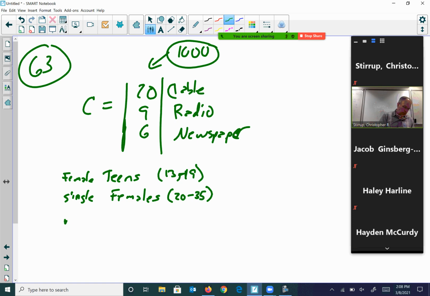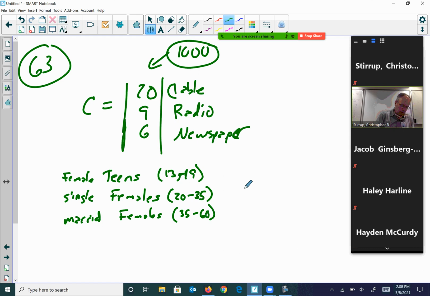And married females. And they're just targeting females. I mean, you know that we're gonna advertise to everybody. So this is 35 to 60. I guess you can't be married after 60. Matrix T shows the number of ads per month directed at each of these groups.